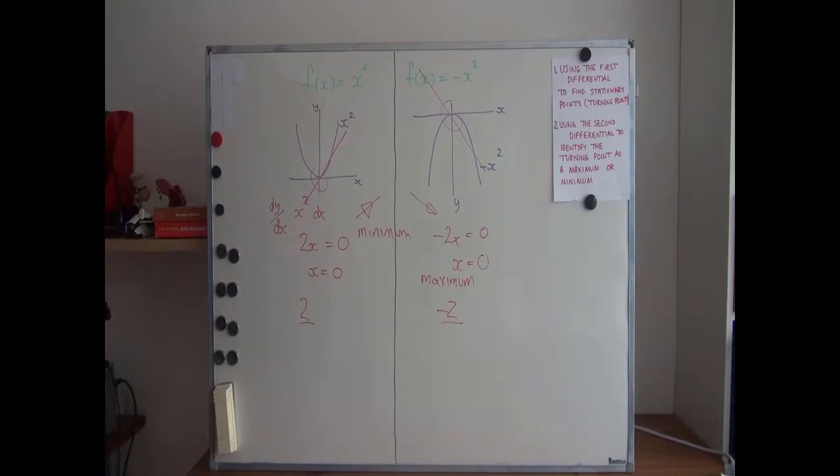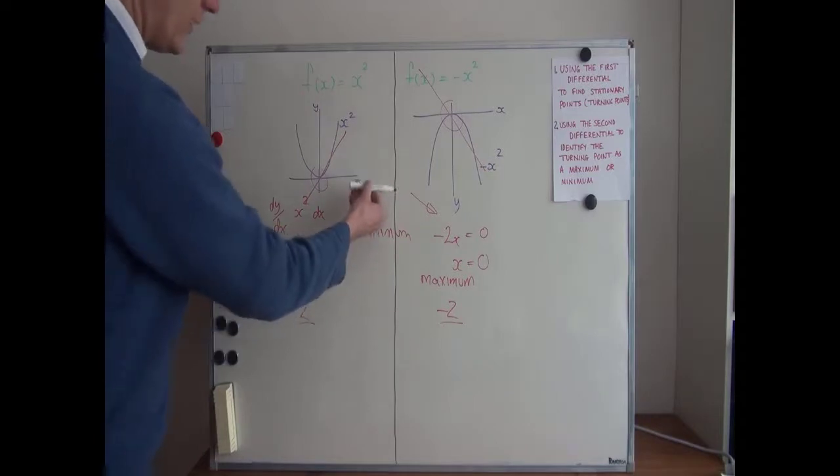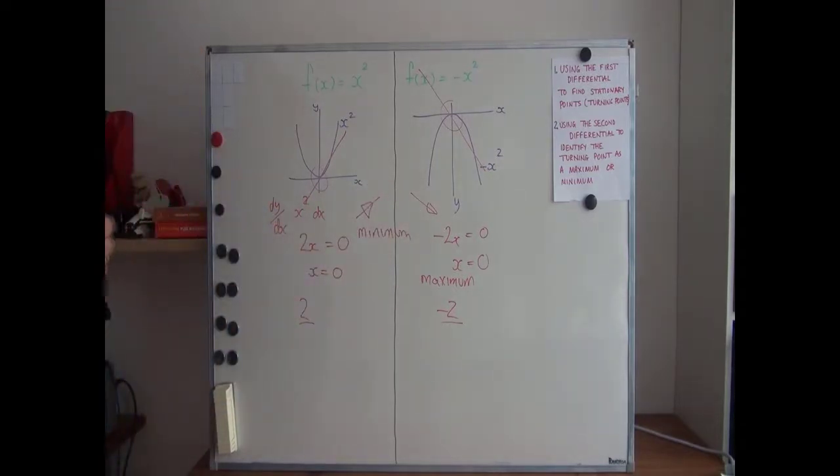And that piece of theory applies to any function that we wish to work with. We take the first differential to identify any stationary points, and then at that stationary point we take the second differential to see whether it's heading up or heading down immediately after we have identified the stationary point.